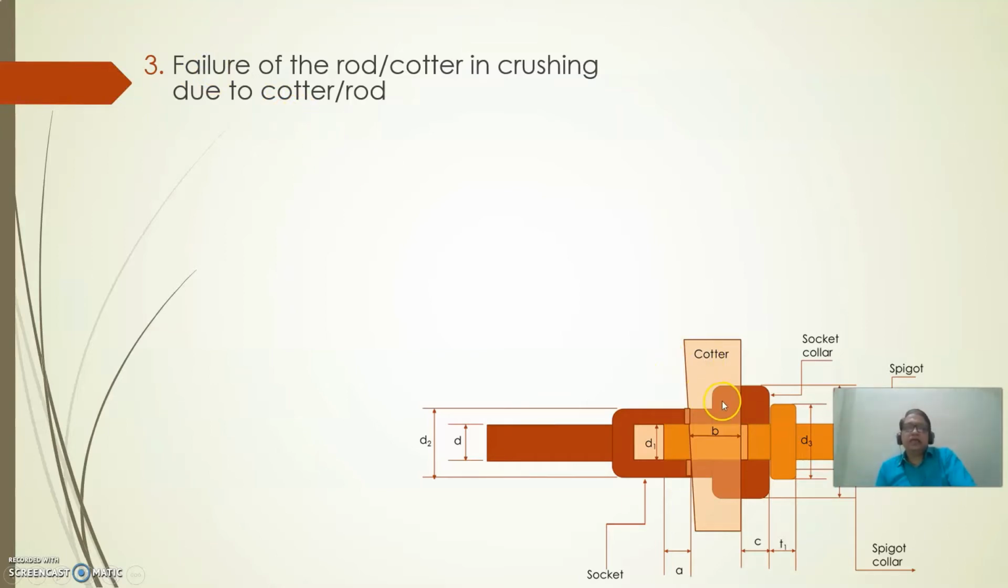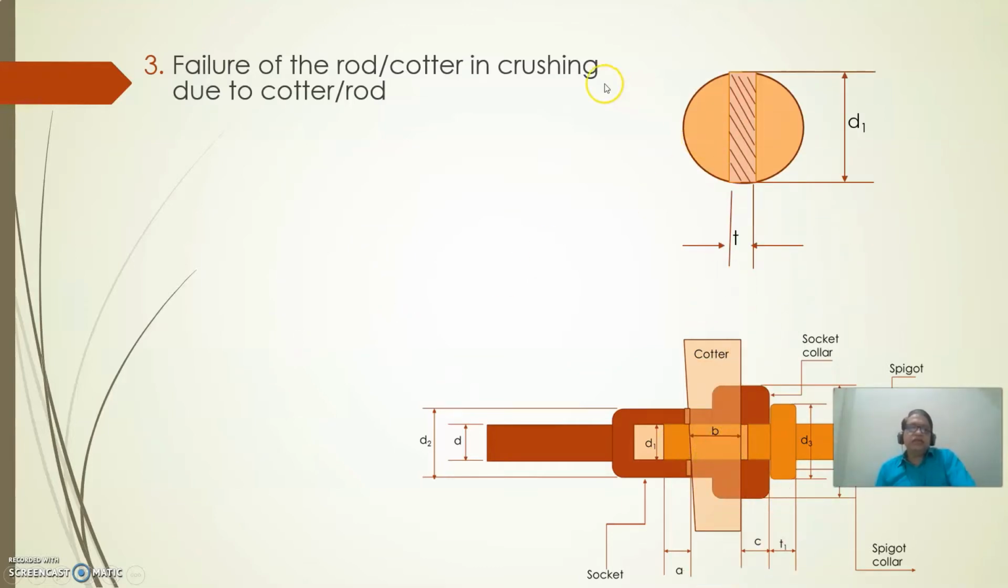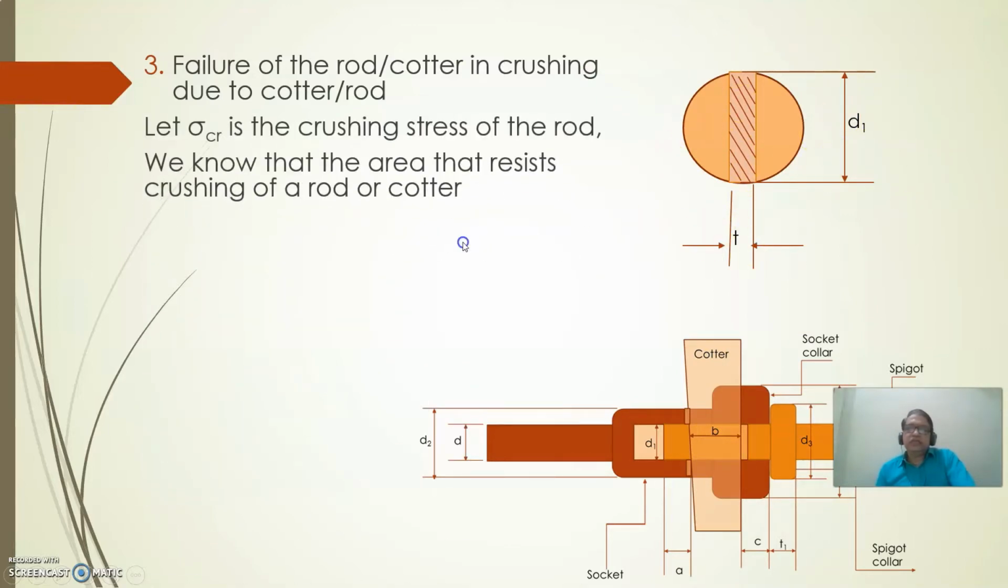The quarter is in contact with the spigot, and the quarter is also connected with the socket here, this part, right? Failure of the rod in crushing due to the quarter or the rod. So here I am taking the spigot rod. The dimension here is a circle, and the area is d1 into t. So that is the crushing.